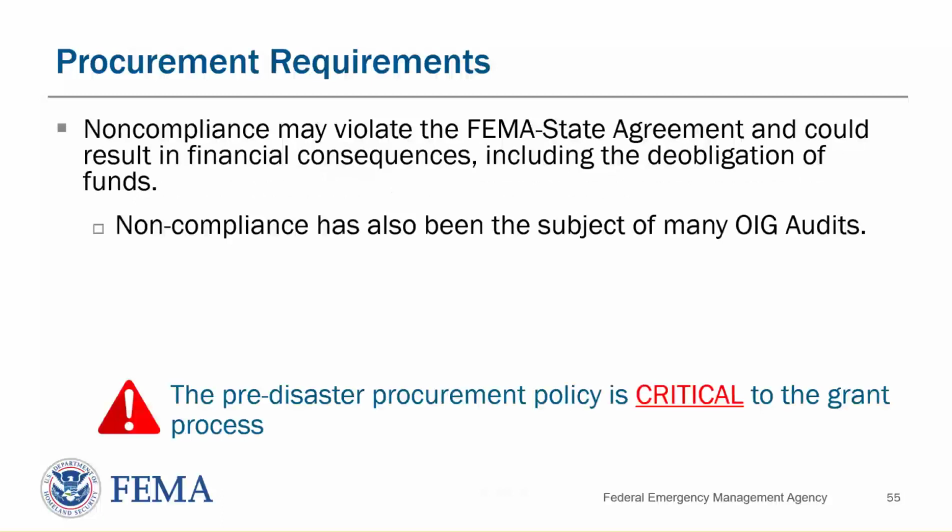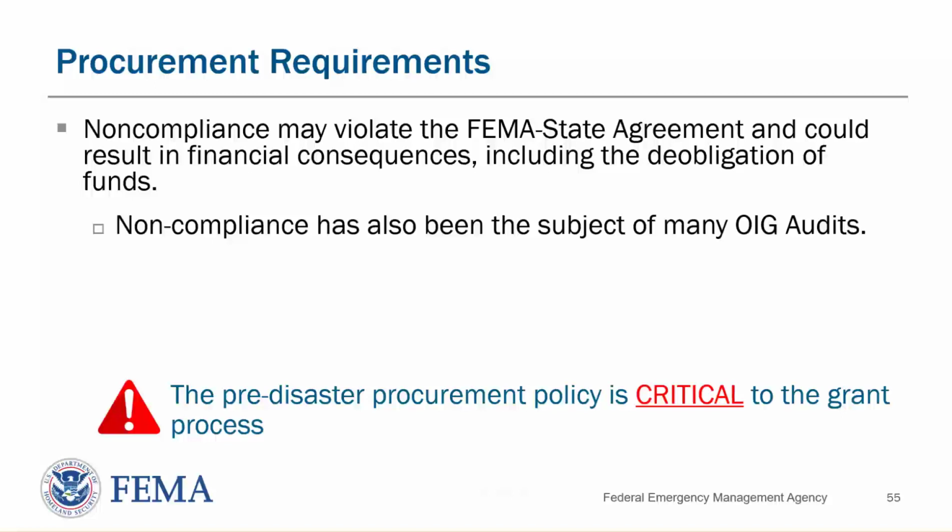So, procurement requirements. Non-compliance can result in us asking for money back. It can also violate the law. It may violate FEMA, state, and tribal agreements and could result in financial consequences, including the deobligation of funds. Non-compliance is also one of the most common reasons we have Office of Inspector General audits.